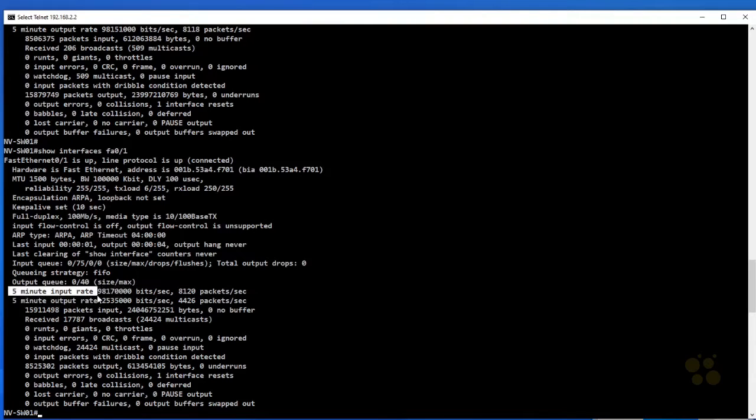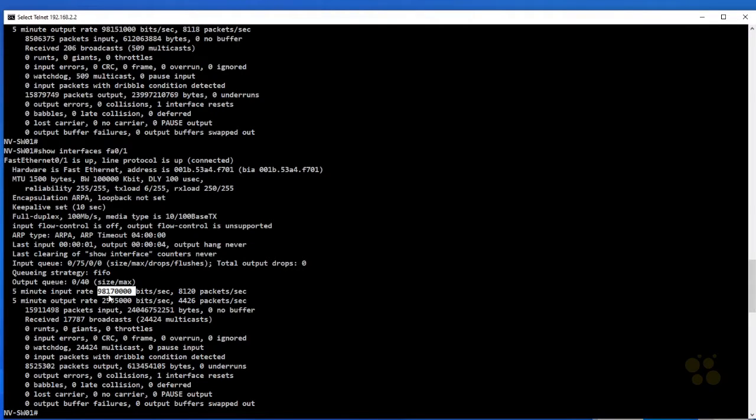So 5-minute input rate, 5-minute output rate. So the switch automatically does an average. Just stare at that for a second. It does an average over the last 5 minutes. So keep that in mind. When you're expecting to see something happen right away, you do a big data transfer, it's averaging it over 5 minutes. So you're not going to see it suddenly spike. You've got to give it some time to get up there, which I have.